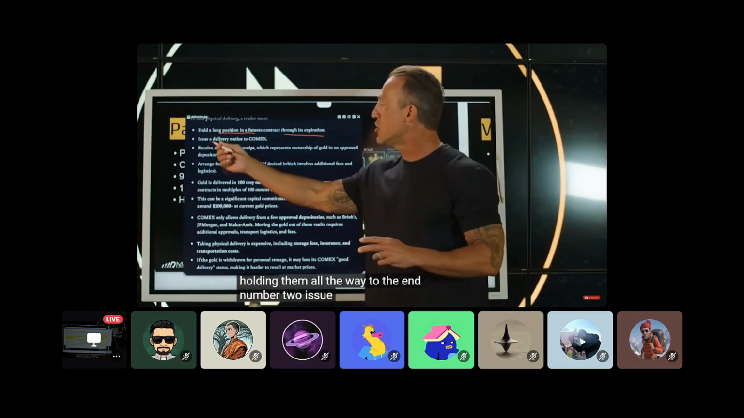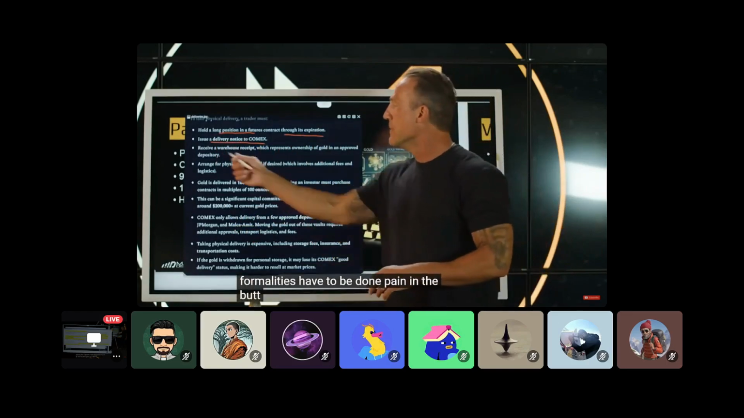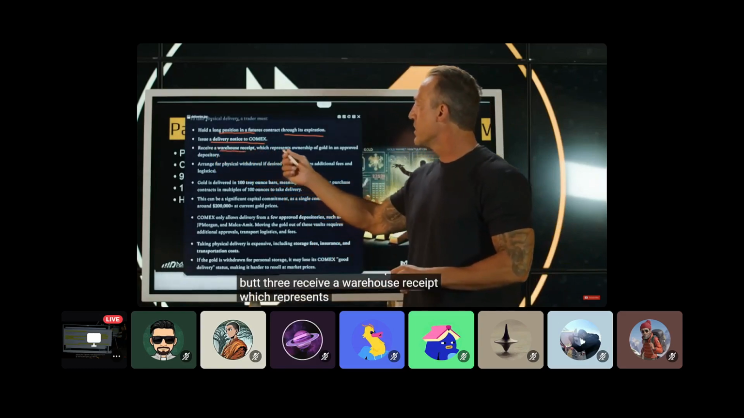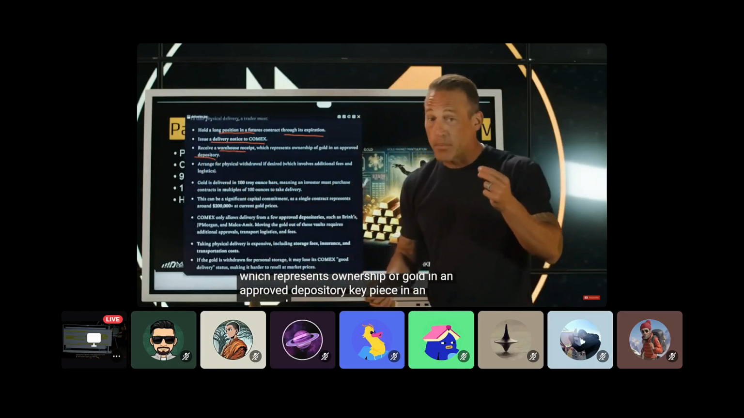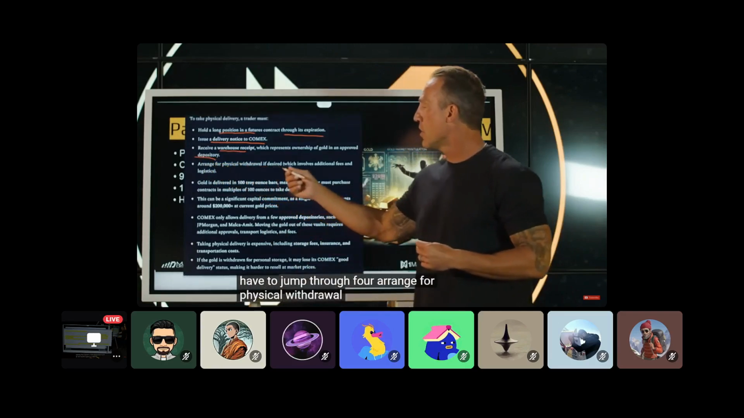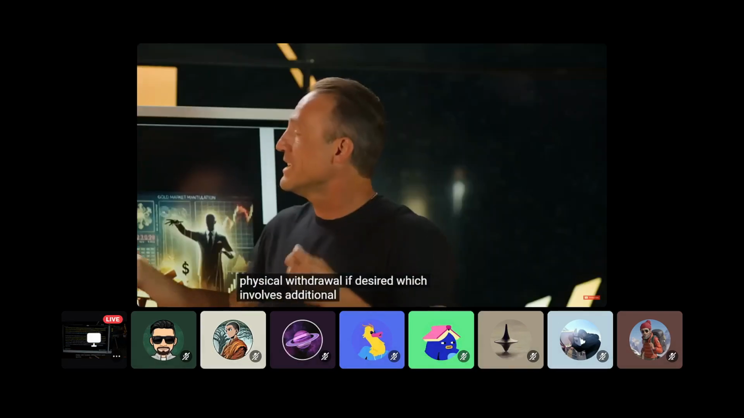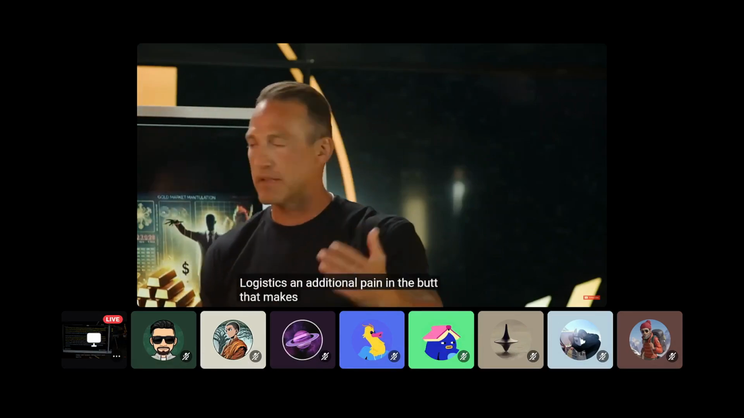Number 2, issue a delivery notice to the COMEX. There's a lot of paperwork, formalities have to be done, pain in the butt. 3, receive a warehouse receipt, which represents ownership of gold in an approved depository. Key piece, in an approved depository, another hurdle you have to jump through. 4, arrange for physical withdrawal, if desired, which involves additional fees and additional logistics and additional pain in the butt that makes it very difficult.